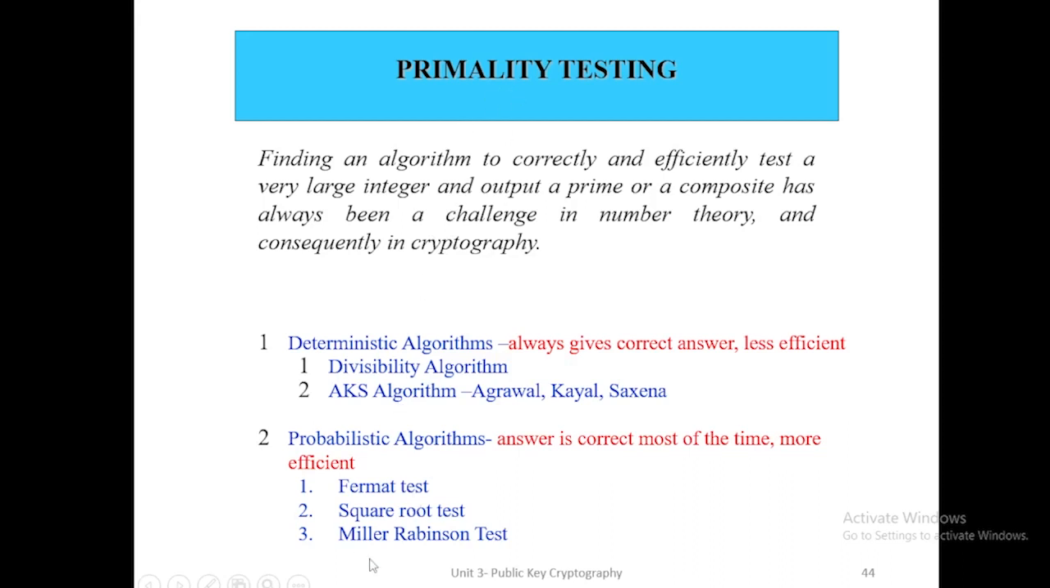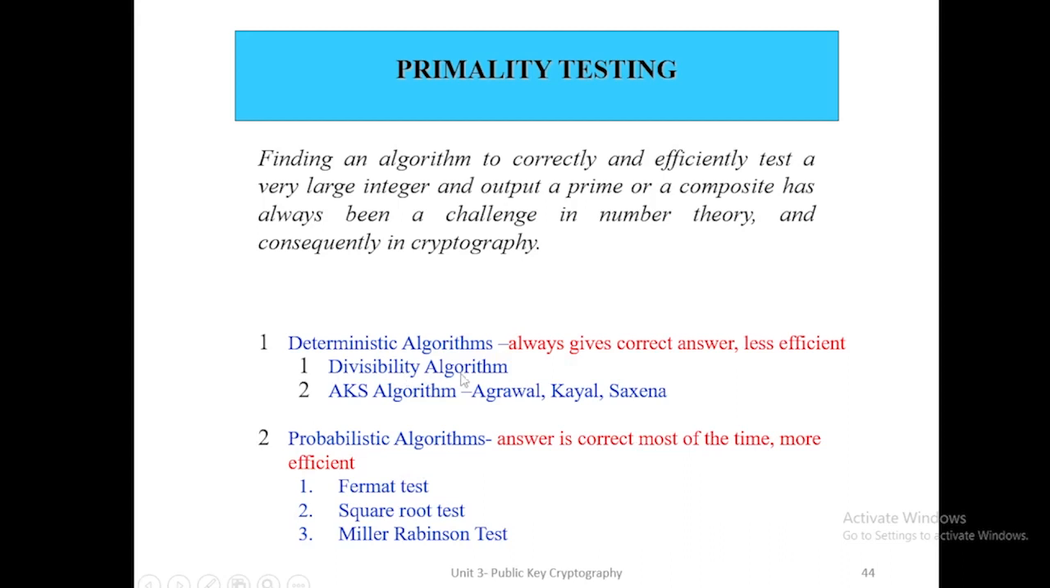There are two types of algorithms possible. One is the deterministic algorithm and the second is the probabilistic algorithm. The difference is that a deterministic algorithm always gives a correct answer, but it is less efficient. A probabilistic algorithm gives a correct answer most of the time, and it is more efficient. The generalized method is the divisibility algorithm.